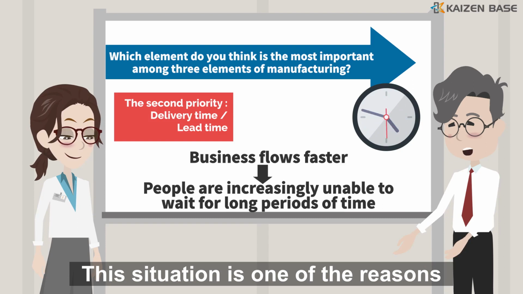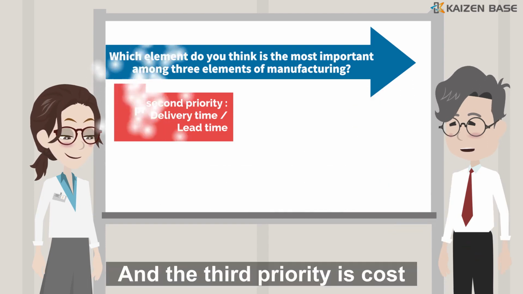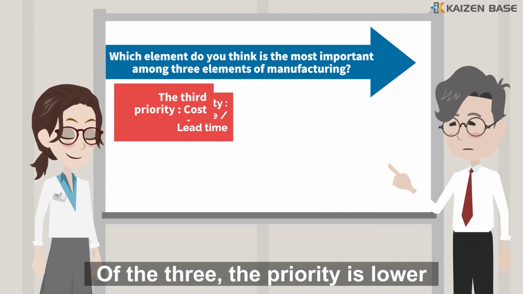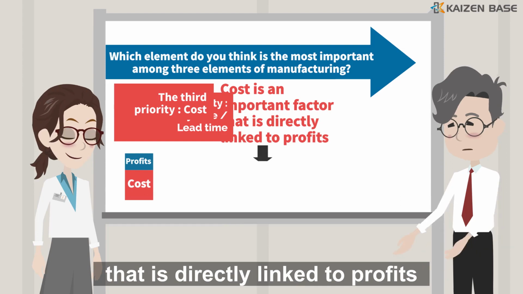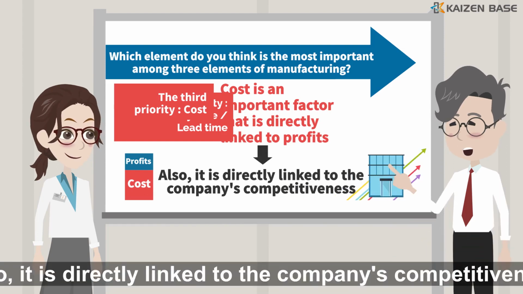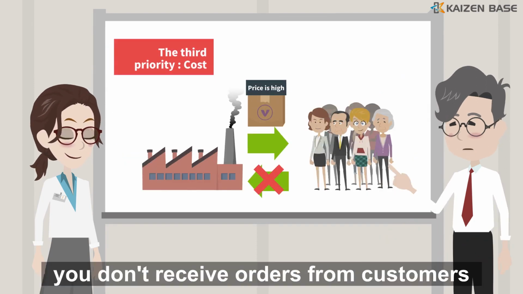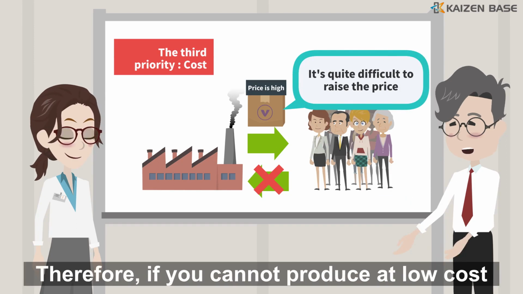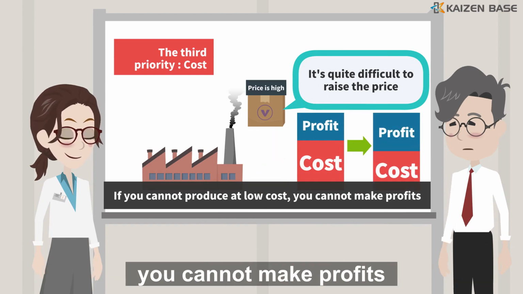This situation is one of the reasons why delivery time is important too. And the third priority is cost. Of the three, the priority is lower, but the cost is an important factor that is directly linked to profits. Also, it is directly linked to the company's competitiveness. If the price is high, you don't receive orders from customers, so you must say it's quite difficult to raise the price. Therefore, if you cannot produce at low cost, you cannot make profits.